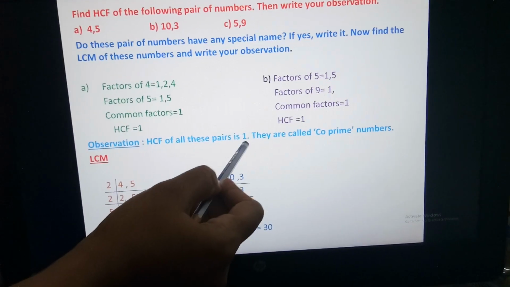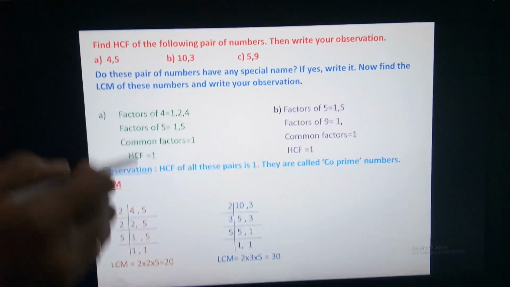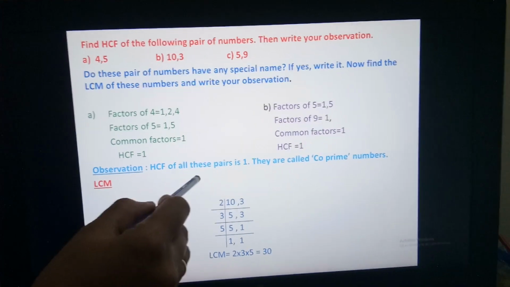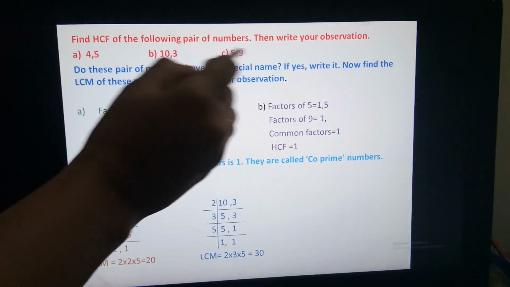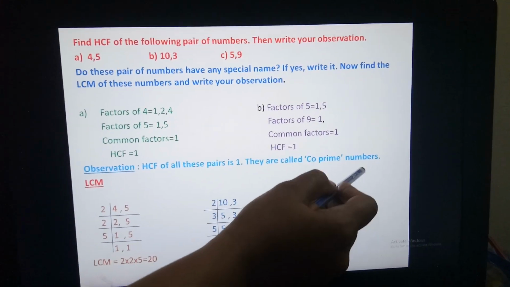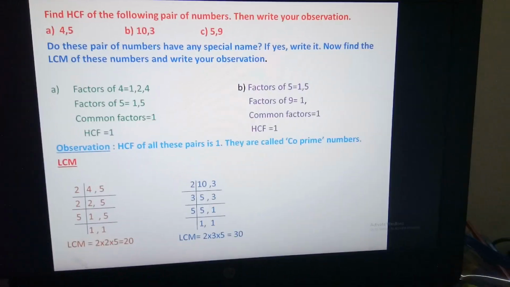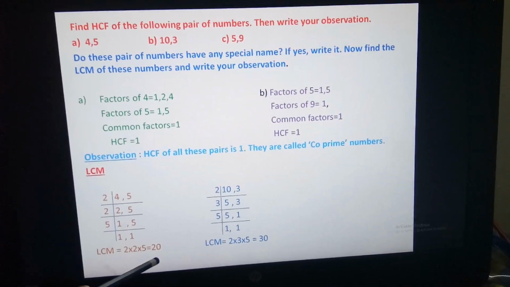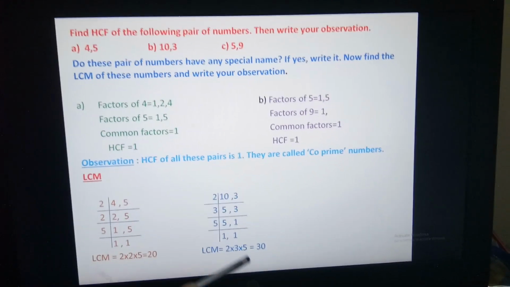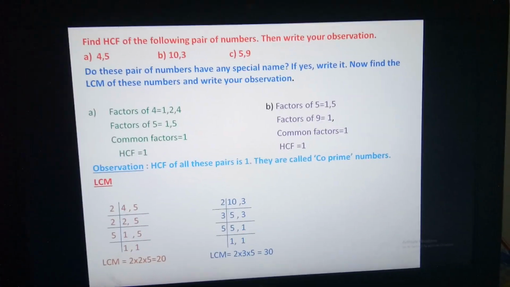HCF of all these pairs is 1, because when you find the HCF of 10 and 3, again you will get 1 only. So if the HCF of any pair is 1, then those pairs are known as co-prime numbers. This I have already taught you, you must be remembering. Now we are going to find the LCM. I got the LCM of 4 and 5 as 20, and the LCM of 10 and 3 as 30. You know how to find the LCM, I am not explaining.